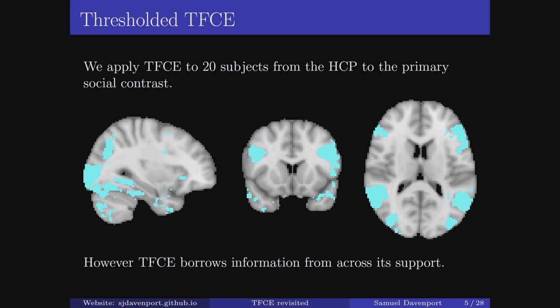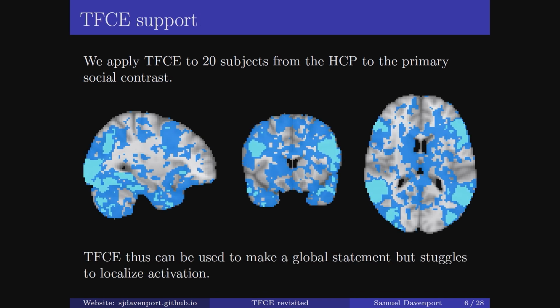Now, to give an example of that in practice, here's an example where you apply TFCE to 20 subjects from the HCP. We get the following thresholded map. What we can reasonably ask is, in this map, if we see activation in a specific place, is there really activation there? Unfortunately, the answer is sometimes no. So really, as I mentioned before, TFCE can borrow information from all across the brain, across its support. So if we plot the support of the TFCE statistic, we see that one part of the brain is very connected to the other, meaning that if you see significant activation in this part of the brain, it could be coming from another part.